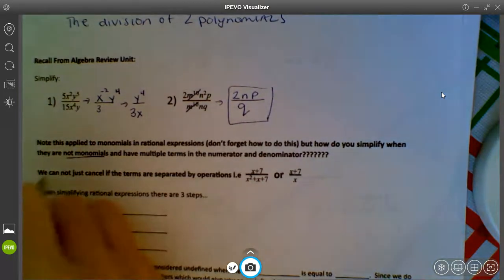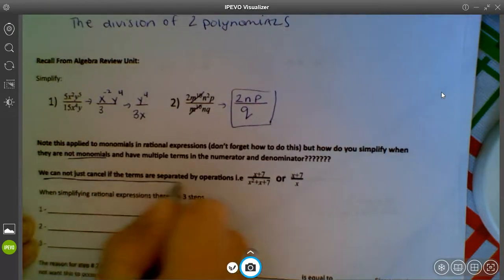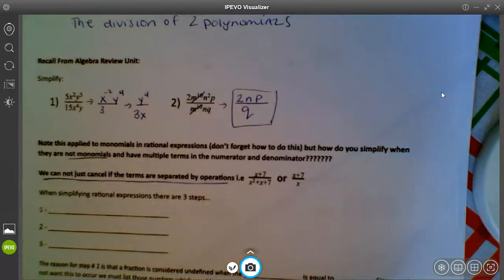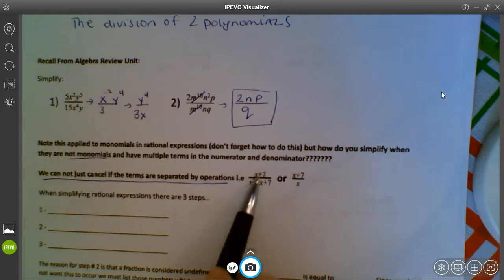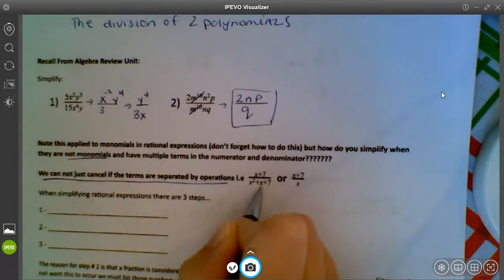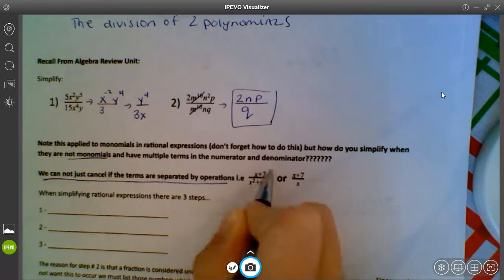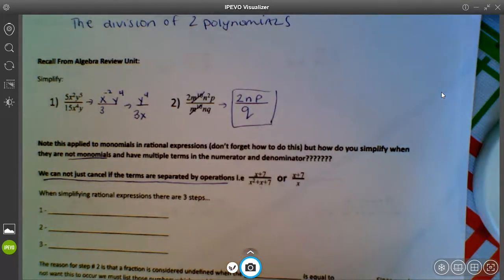Again, we cannot just cancel the terms if they are separated by operations. So you can't just cross out the sevens. Those adding and subtraction symbols make them married to those things. So you can only cross them out if you see exactly an x plus 7 here and an x plus 7 here. Again, you see an x plus 7 here and an x plus 7 here, but this one's also attached to an x squared. So these don't just get canceled out.